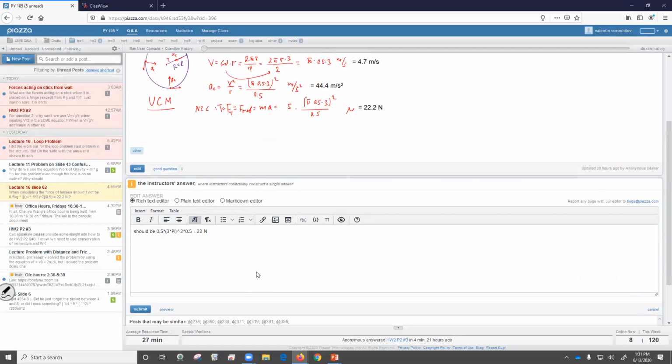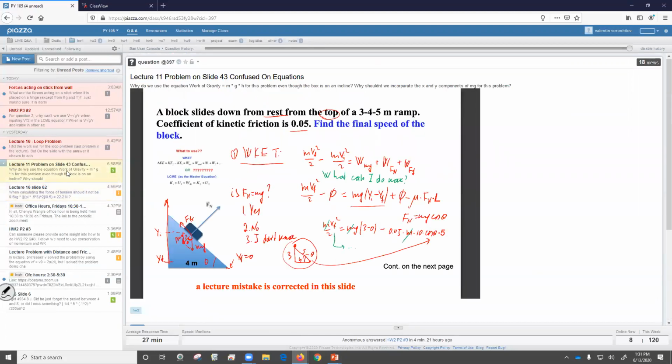I believe in a slide the dot disappeared. Sometimes it happens. Block slides. Why do we use the equation work of gravity mgh?